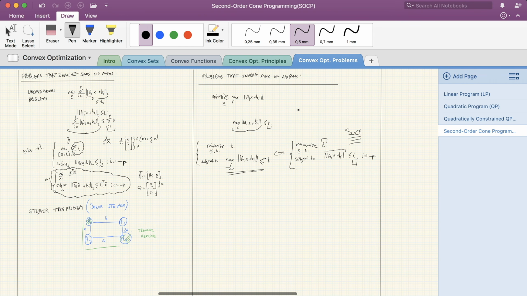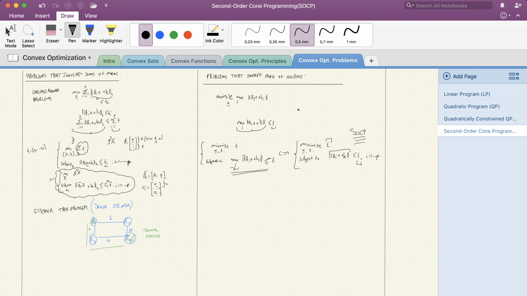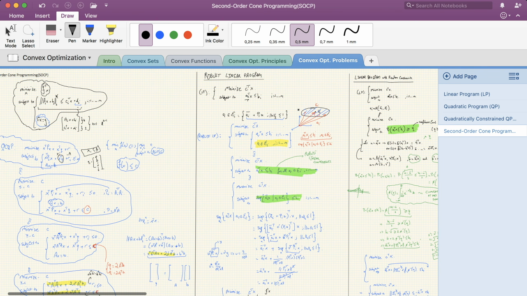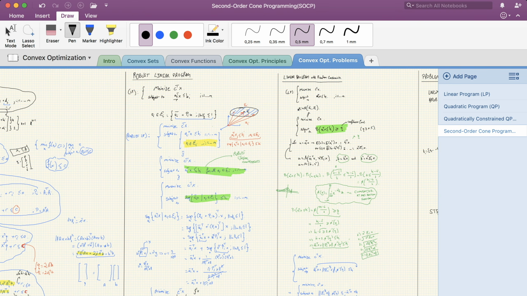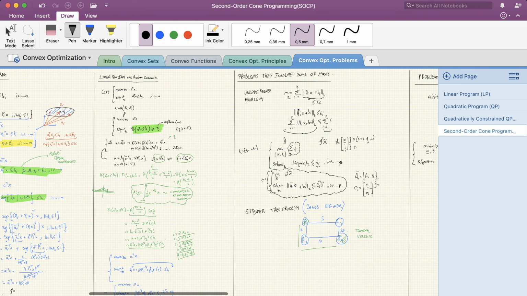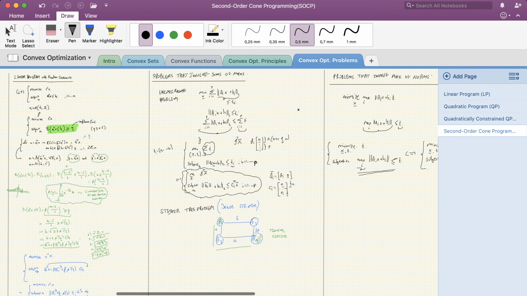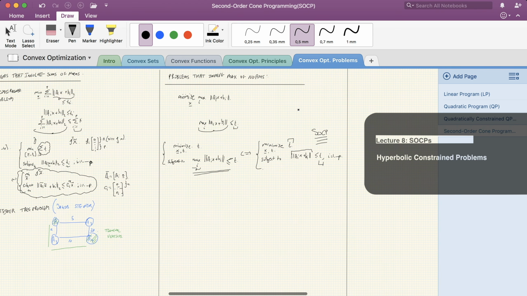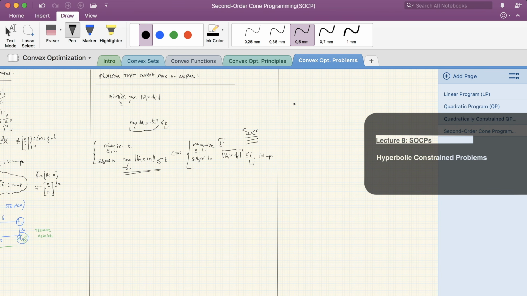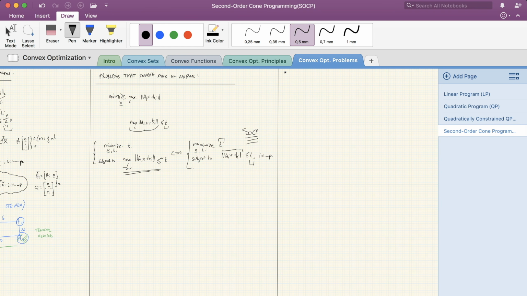Okay, so far we've covered a lot of problems that could be formulated as SOCPs, such as a QCQP, robust linear programming, or linear programming with random constraints, and problems involving norms, that is, sum of norms or the max of norms. Another really important class of problems that could also be formulated as SOCP are those that contain hyperbolic constraints.